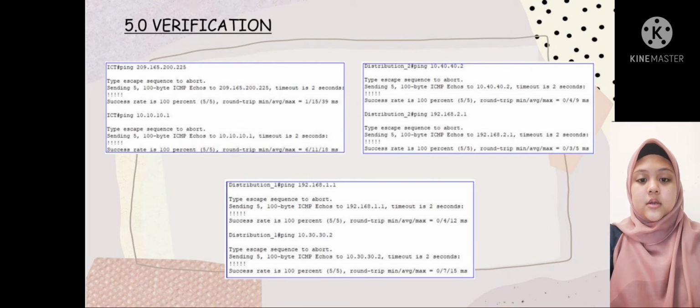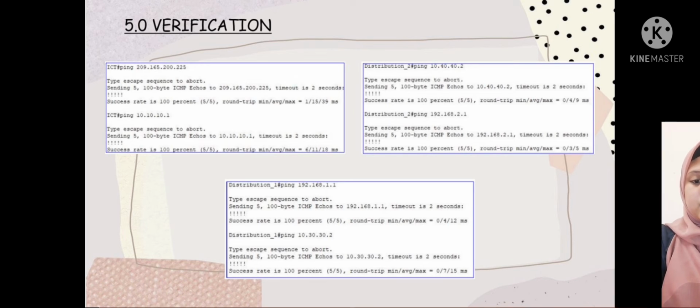Verification. Picture number 1, we ping from ICT to ISP. Picture number 2, we ping from distribution 2 to interface G0/0. For picture number 3, we ping from distribution 1 to interface G0/0.